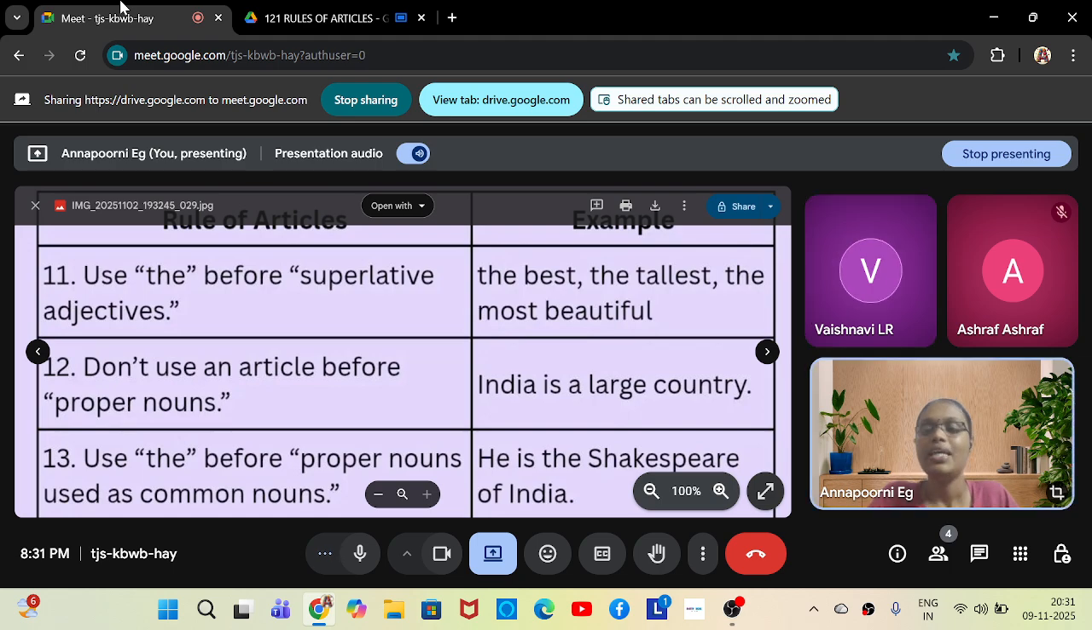So here what they say is, in articles you have to use the before any superlative adjective. Any superlative adjective, for example, brightest or tallest, shortest. It can be any superlative adjective, and before that you should use the. For example, I can say sun is the brightest star in the world. So, for example, I can say the brightest, the best, the tallest, the most beautiful, etc.